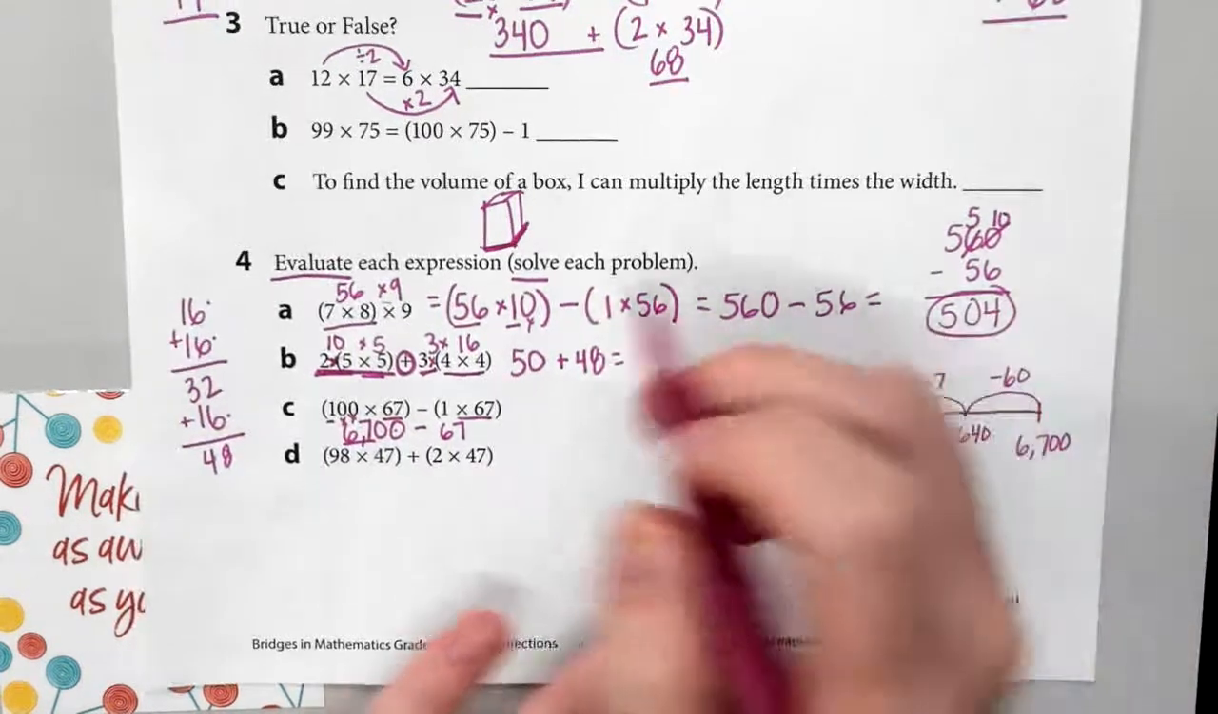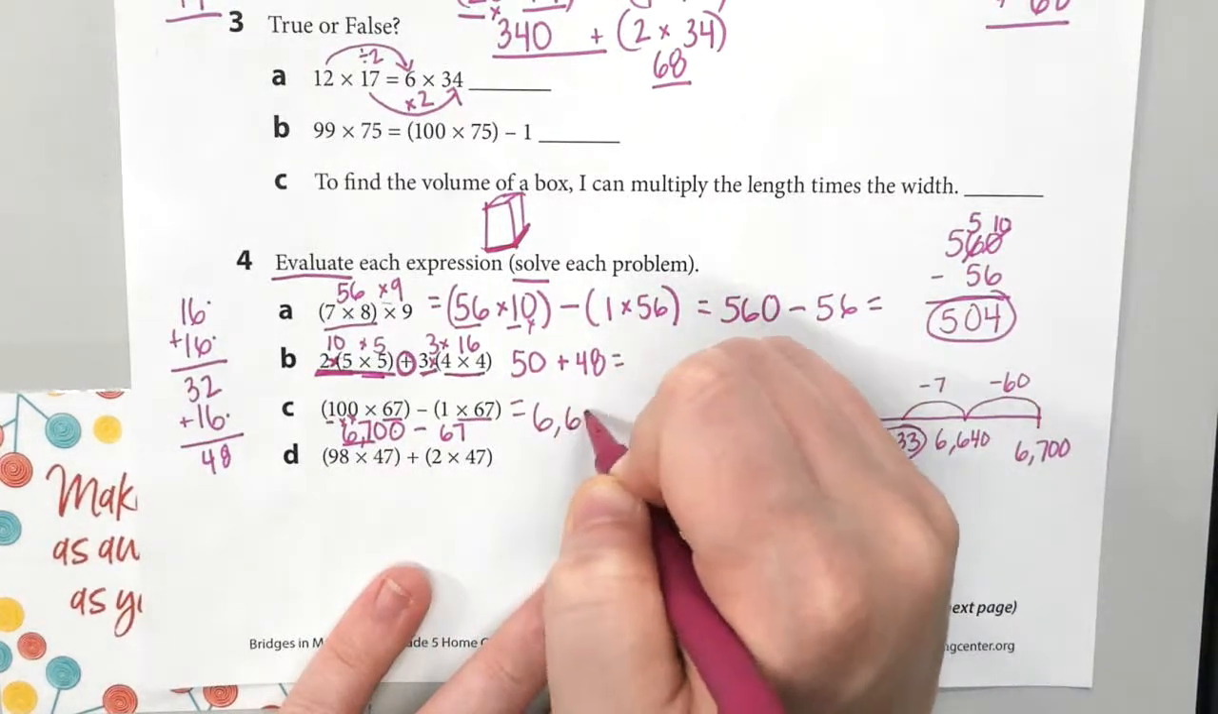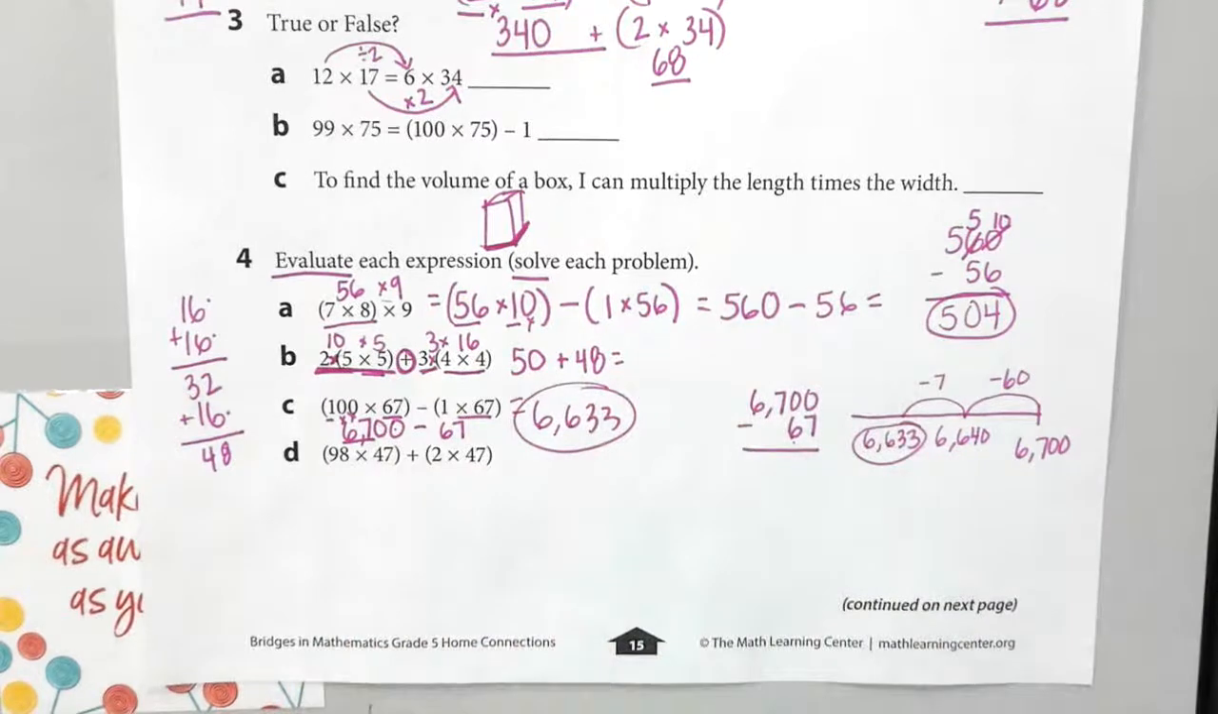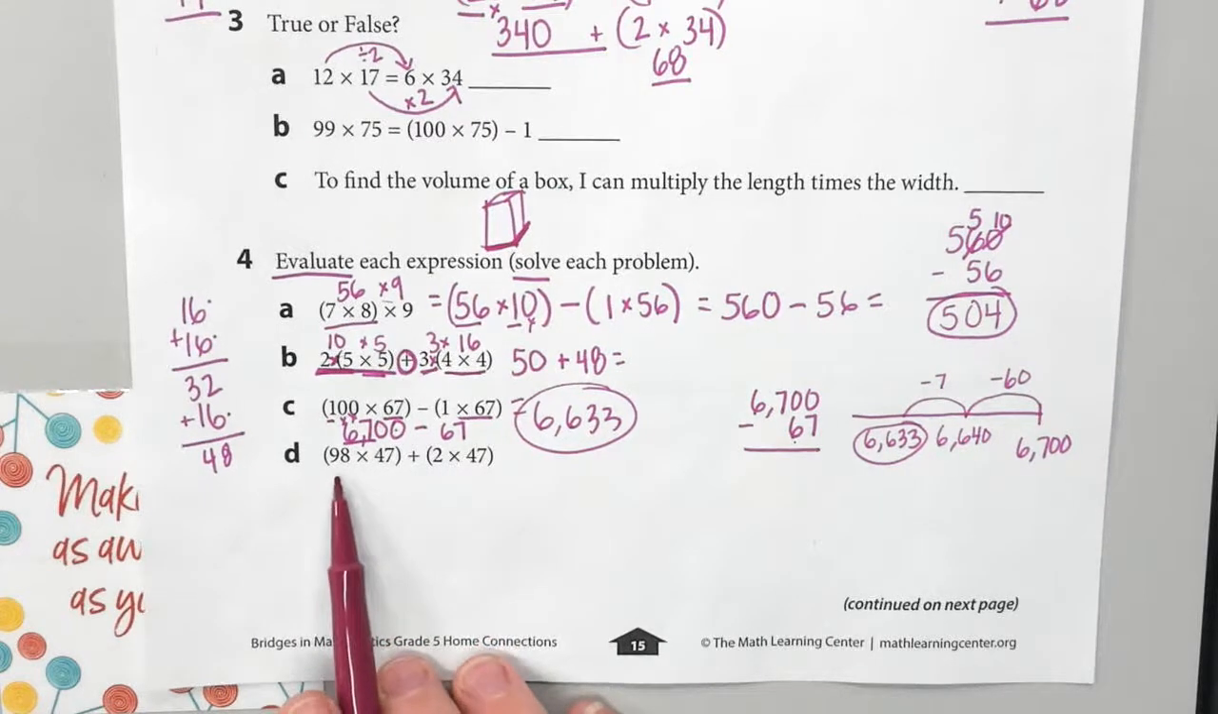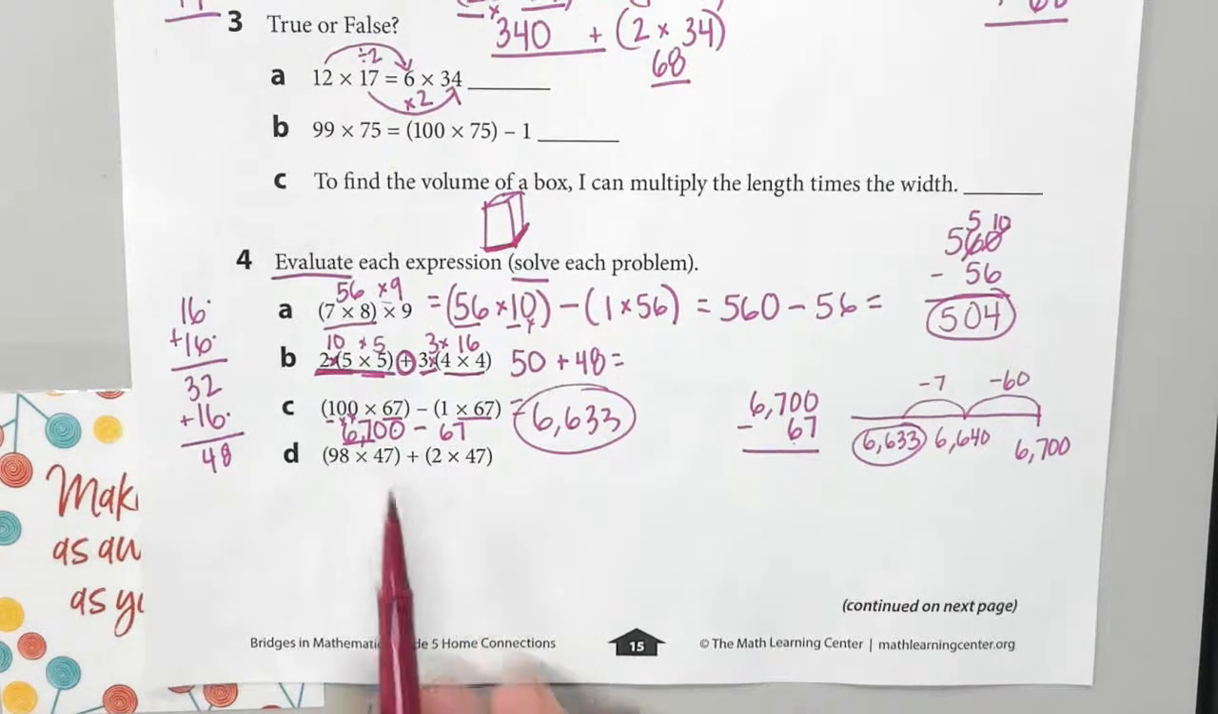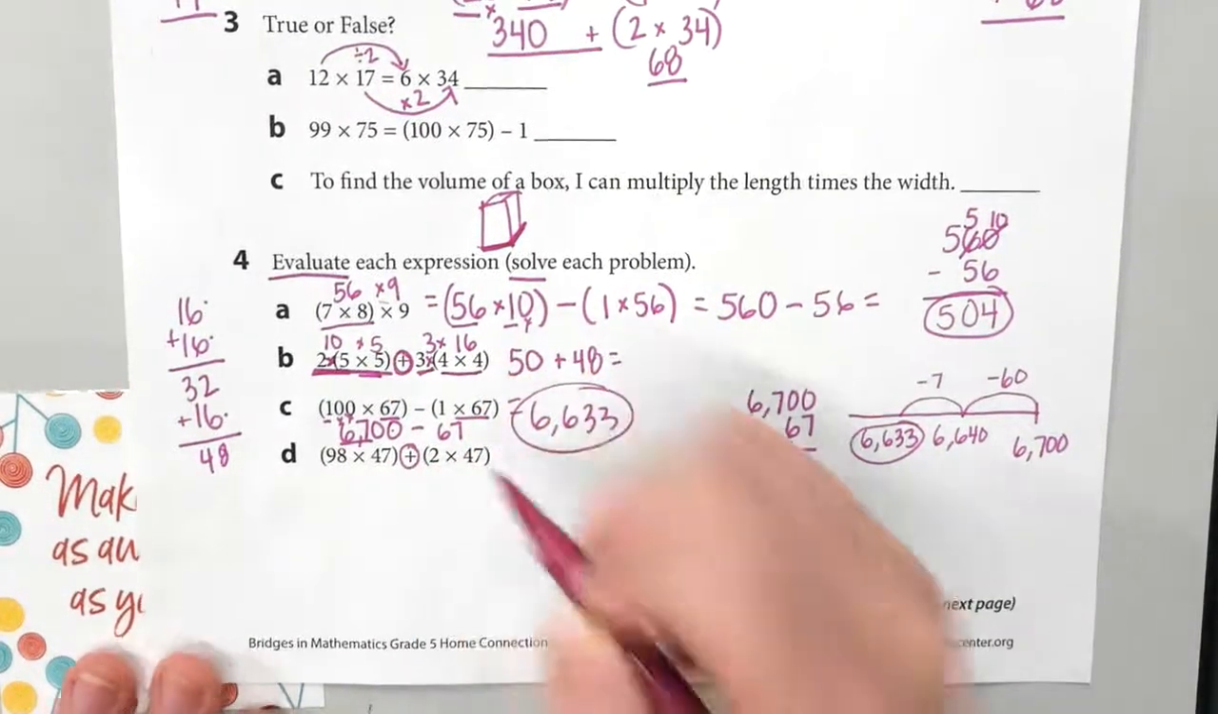6,633. And that's my answer. Circle it so it's easy to see. Okay, my last one, 98 times 47 plus 2 times 47.